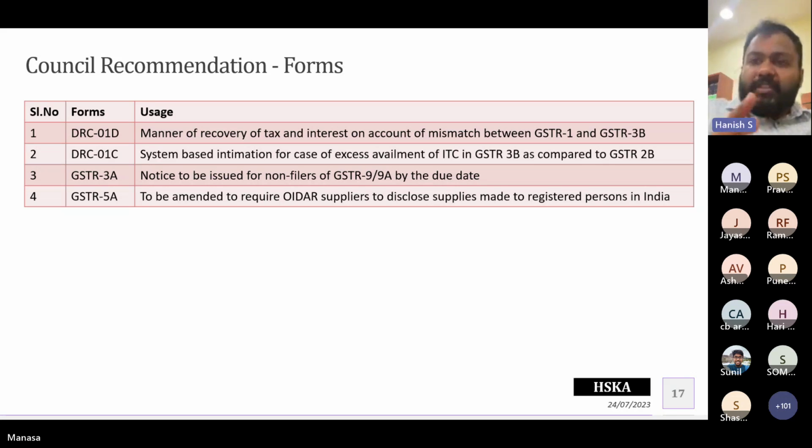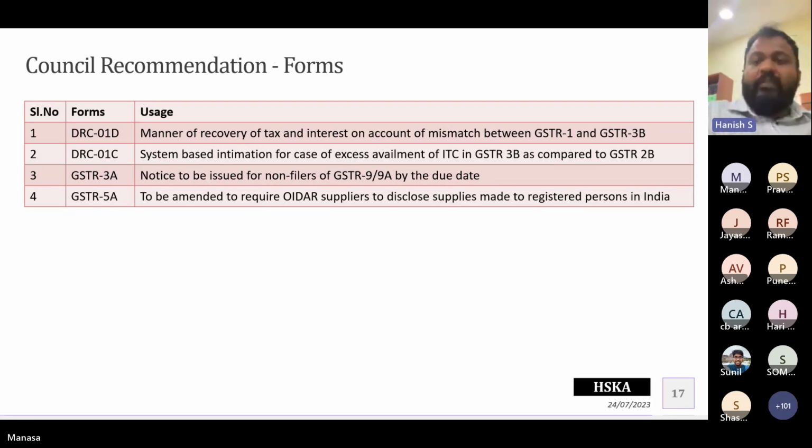Then if there is a mismatch between 2B and 3B, then a system-based intimation is going to be issued in 1C. So we will have new notices coming our way once these are part of the GST rules. Then if you have not filed GSTR 9 within the due date, then a notice under GSTR 3A will be issued.